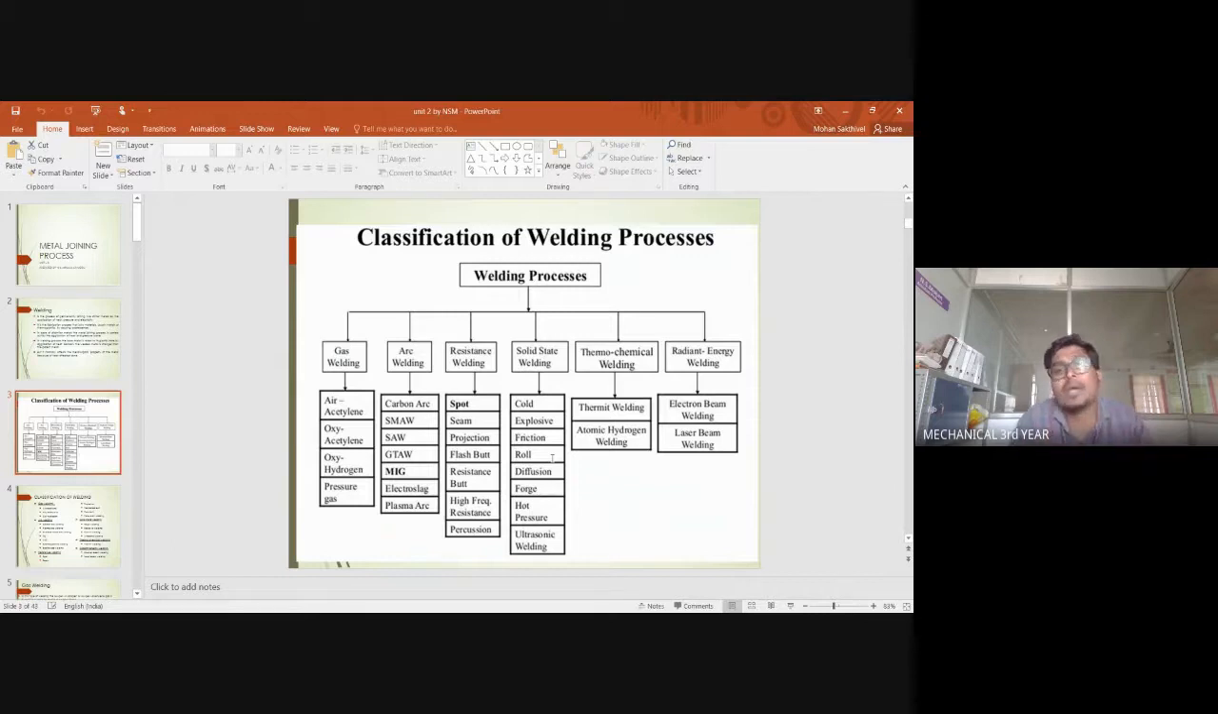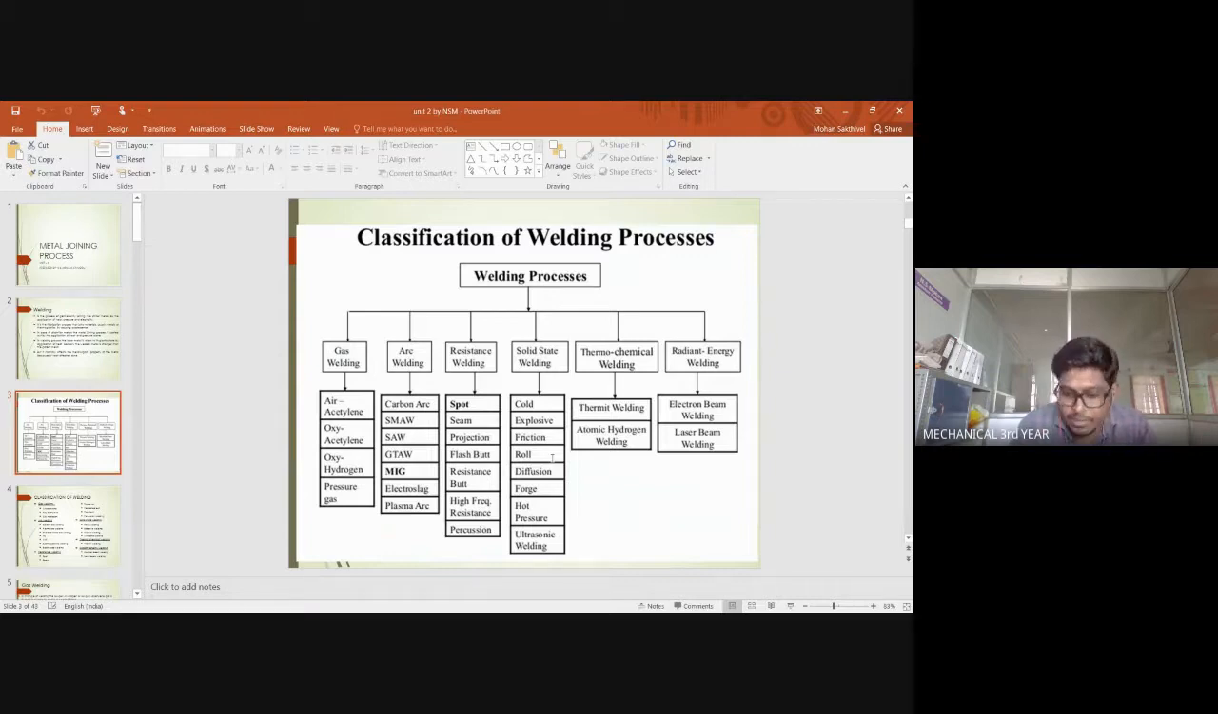And we have thermochemical welding, with thermite welding and atomic hydrogen welding. Thermite welding is used in the case of laying railroads. The railroad is not continuous, so you have to weld two railroads together. For that type of welding, we predominantly use thermite welding, also called thermal welding. And we have radiant energy welding, and under that we have electron beam welding and laser beam welding.